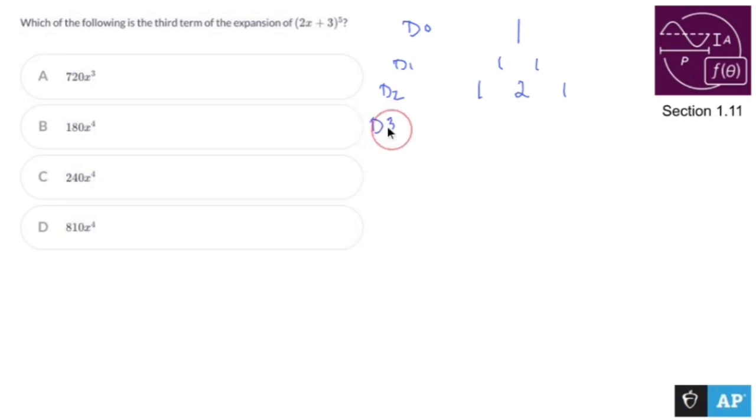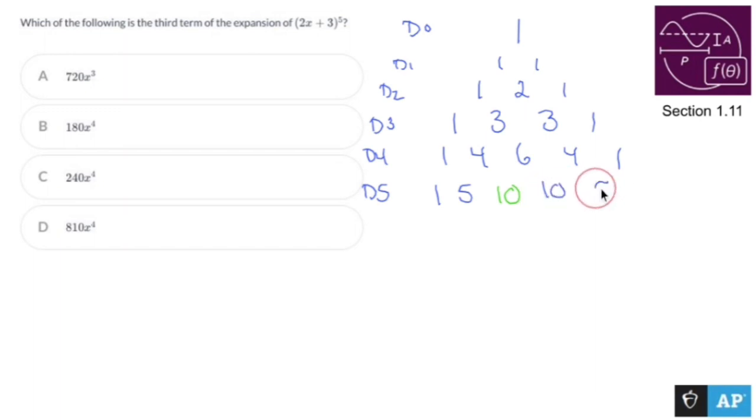D3, so I'm not even close to what I want to be, which is D5. I have 1, 3, 3, 1. D4 is going to be 1, 4, 4. Nope, 6, 4, 1. And then finally D5, 1, 5. Let me make you a special color because we care about the third term.